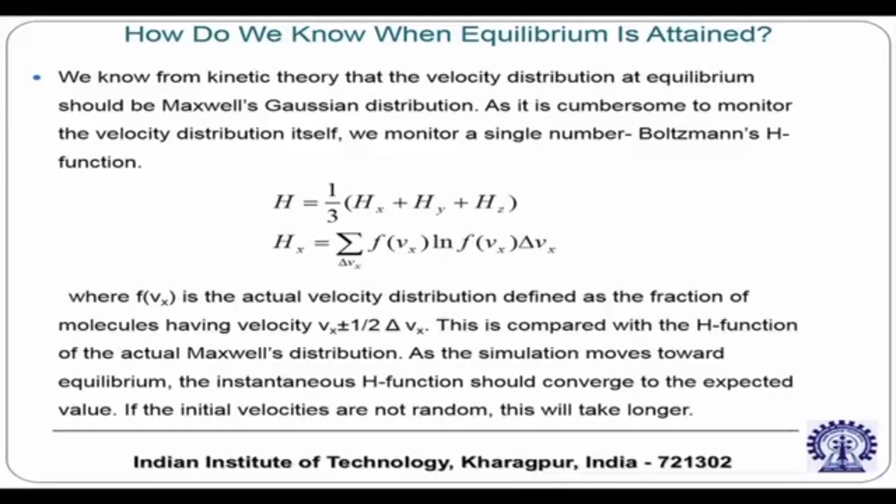So this is from statistical mechanics, a typical function where f(vx) is the actual velocity distribution, defined as the fraction of molecules having velocity vx plus minus half delta vx. This is compared with the H function of the actual Maxwell's distribution. As the simulation moves towards equilibration, the instantaneous H function should converge to the expected value. If the initial velocities are not random, this will take longer.